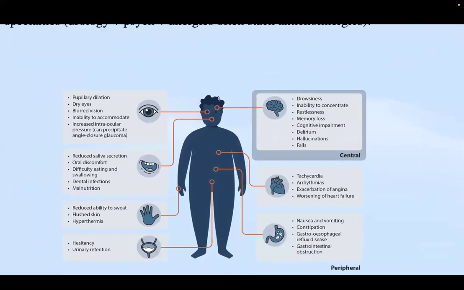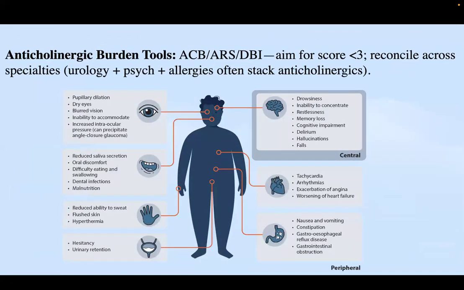See, these are anticholinergic burden tools: ACB, ARS, and DBI is also a scale. DBI is a drug burden index. If you don't know, please guys note it down. This is very important. I'm again repeating. ACB is the anticholinergic cognitive burden scale. ARS is the anticholinergic risk scale. And DBI is the drug burden index.